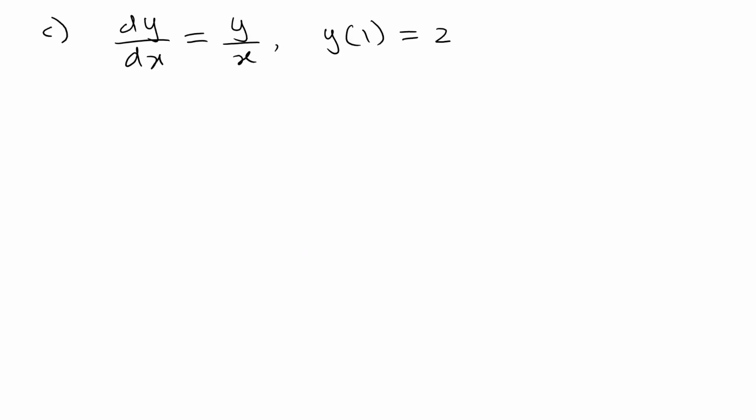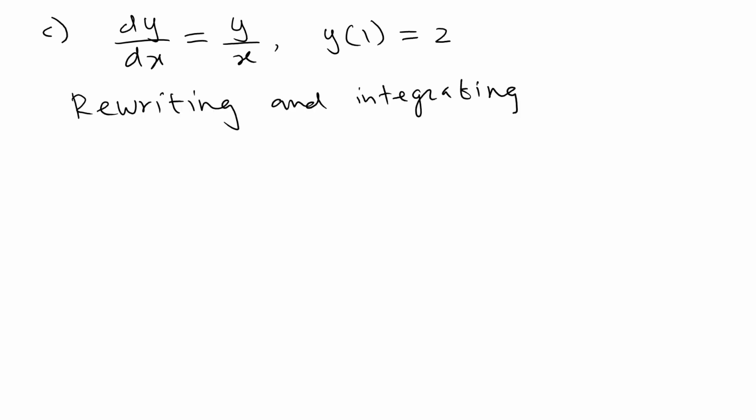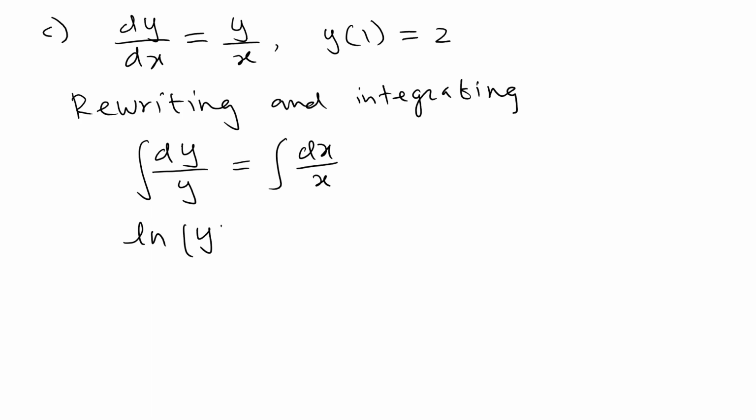So we have dy over dx equal y over x along with y(1) equal 2. So rewriting and integrating, as before, we have dy over y on this side, and on the other side dx over x. Then we can integrate both sides. The first one is going to give you ln absolute value of y. If you don't write the absolute value sign, it's wrong because you lose half of the solution. And on the other side, you also get ln absolute value of x plus c.